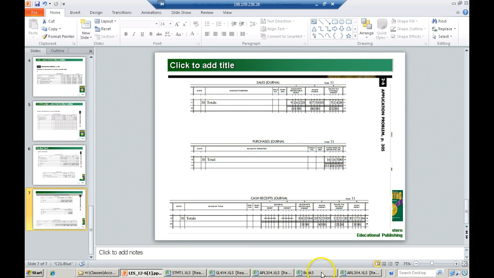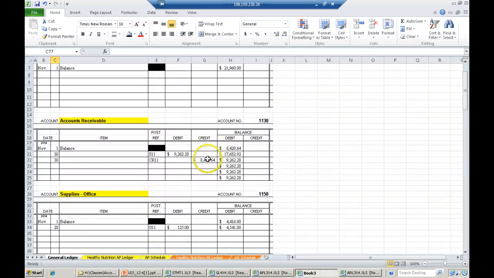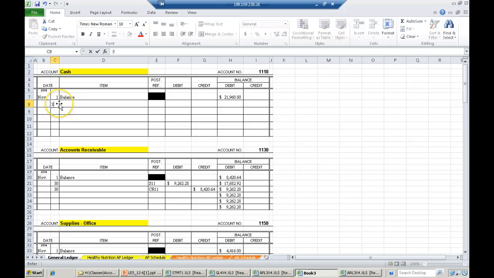So $30,171.84 under cash debit. We know cash is all the way at the top here. So on the 30th, cash receipts journal, CR11, we received a debit of $30,171.84. Again, to get our formula: equals the balance plus any debits minus any credits. Okay, that's the amount that we should have at this time.